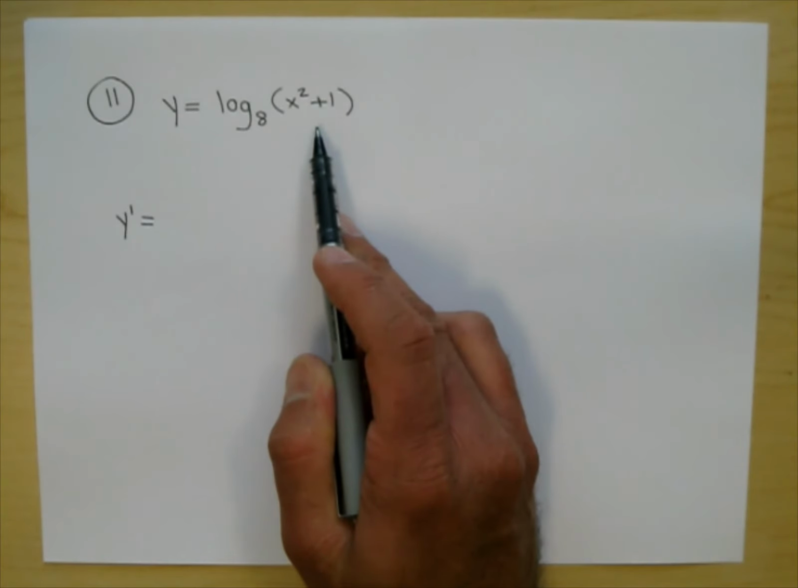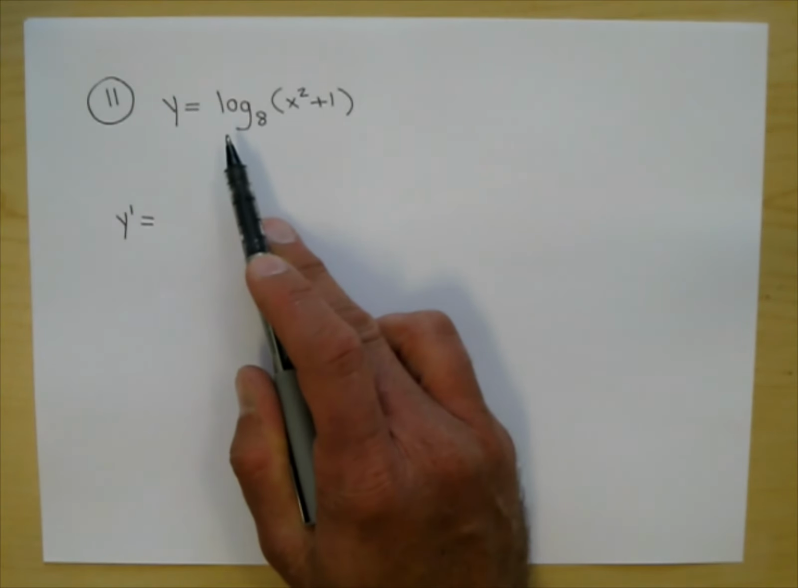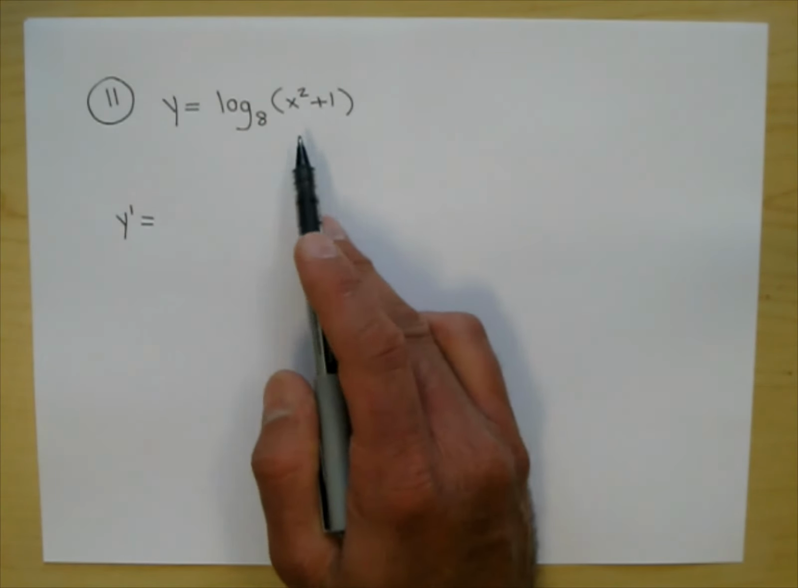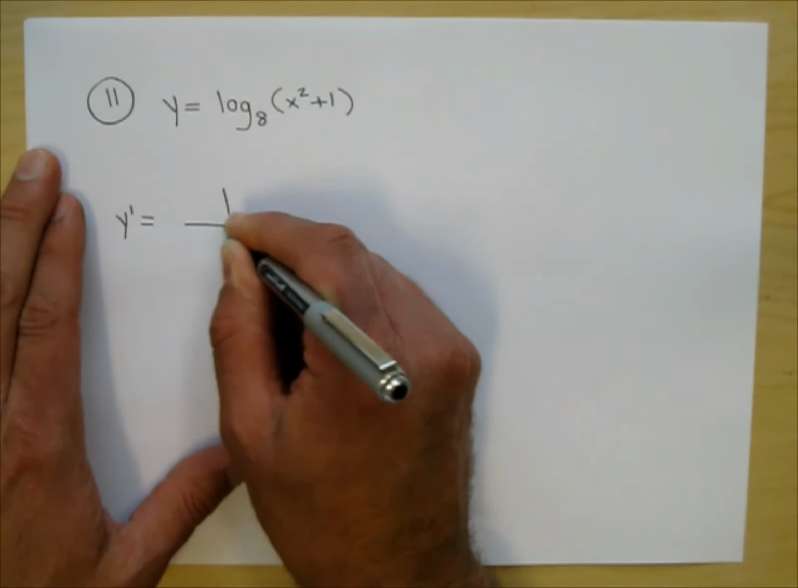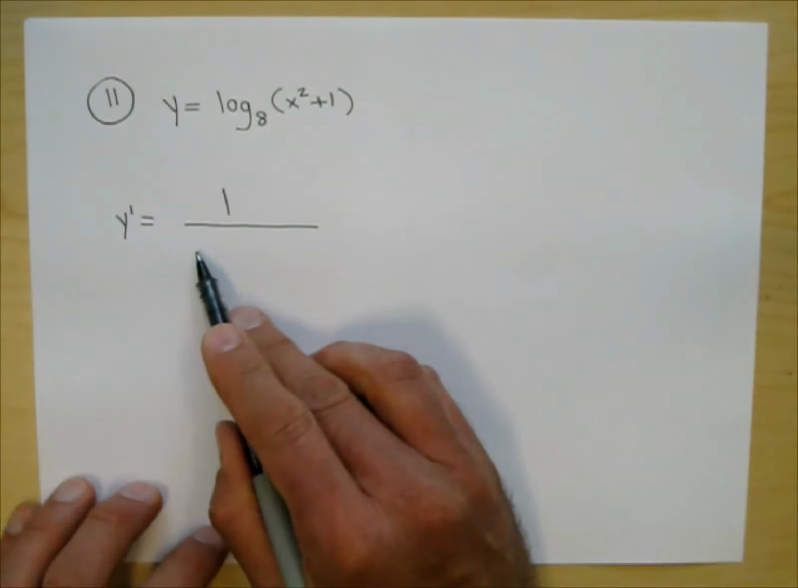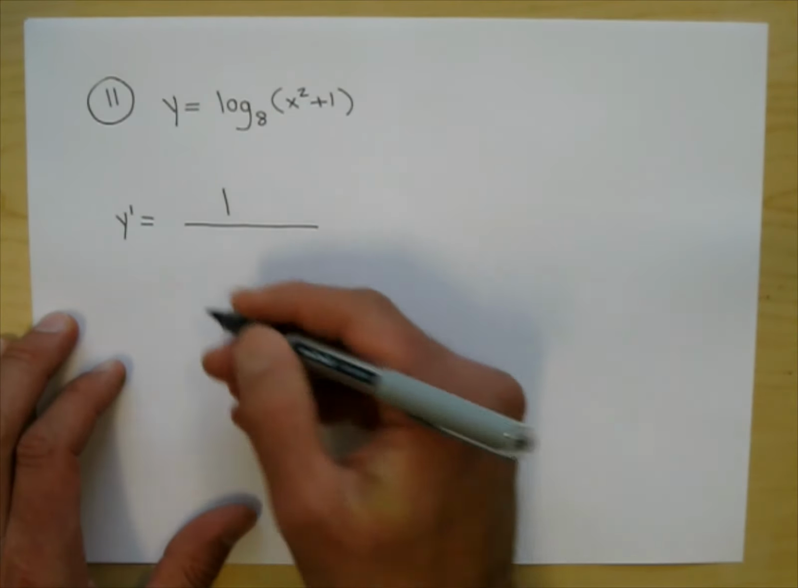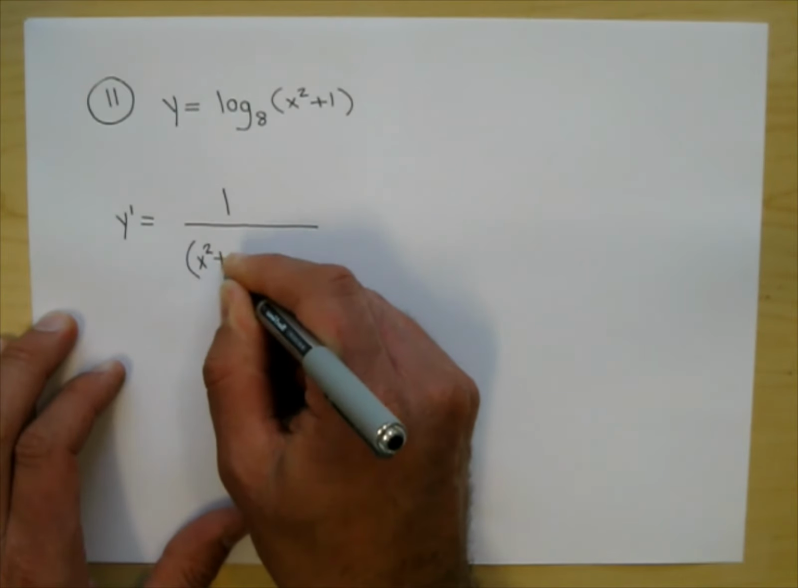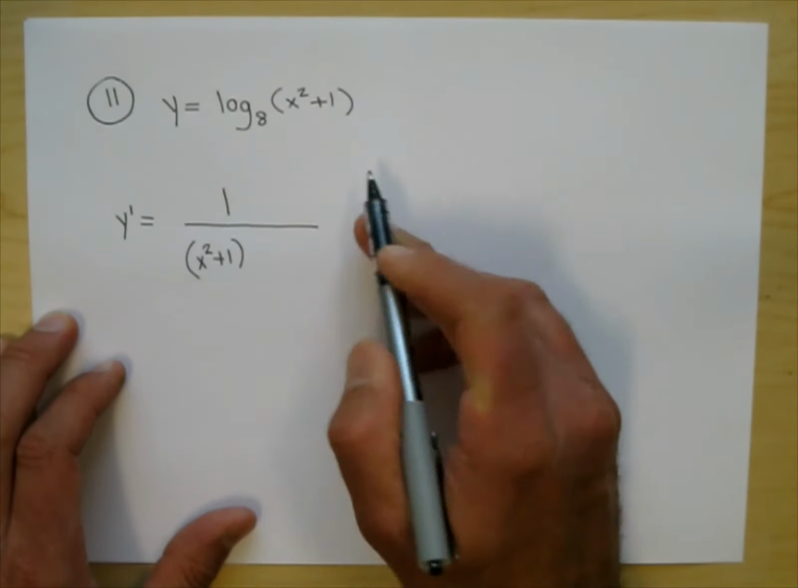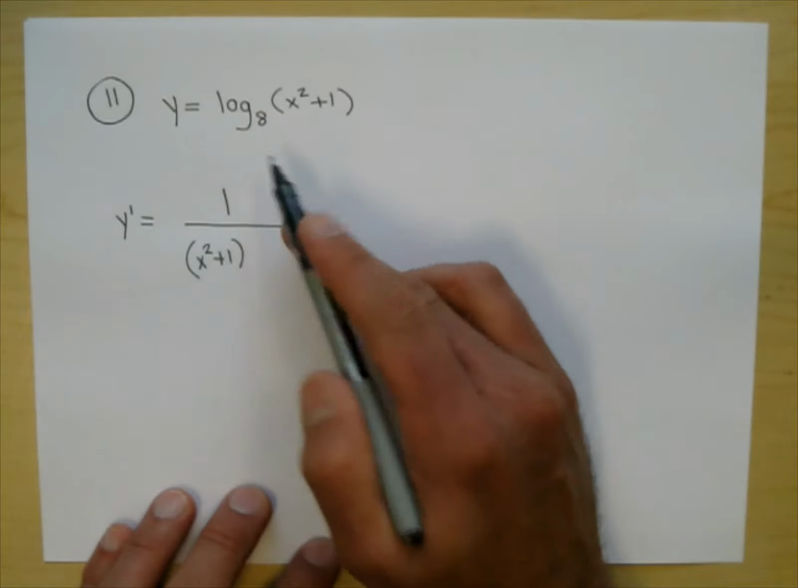So you can look back on the last page. To take the derivative of log base 8 of something, it's going to be 1 over, now it used to be x, but now it's the something. So this is the something. So this is x squared plus 1, and then times the ln of 8.